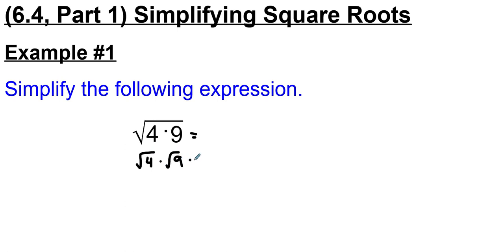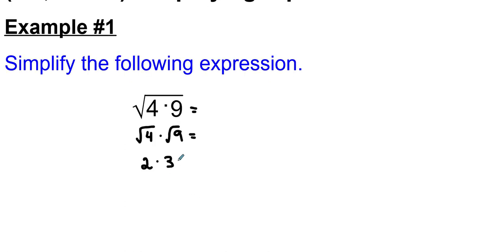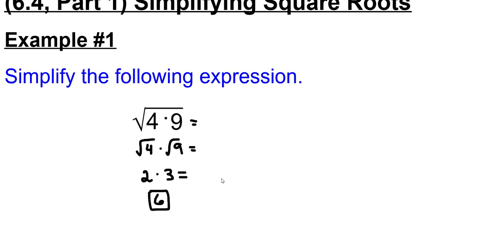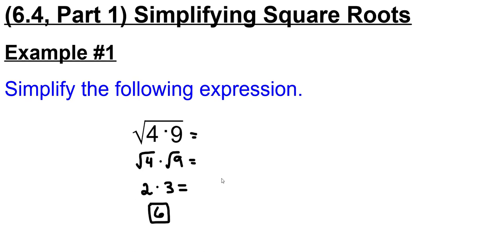Well, what is the square root of 4? That's easy to evaluate. That's 2, because 2 times 2 is 4. What's the square root of 9? It's 3, because 3 times 3 is 9. What's 2 times 3? Well, it is 6. So we got there a different way, but it is still valid. I'm showing you that that is another way you could evaluate this problem. Take the square root of each value separately and then multiply them together to get your result.